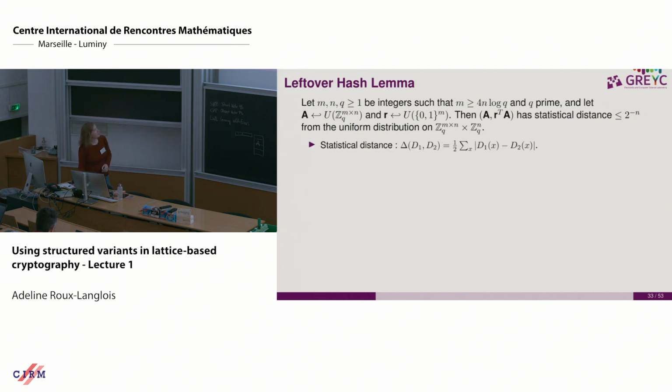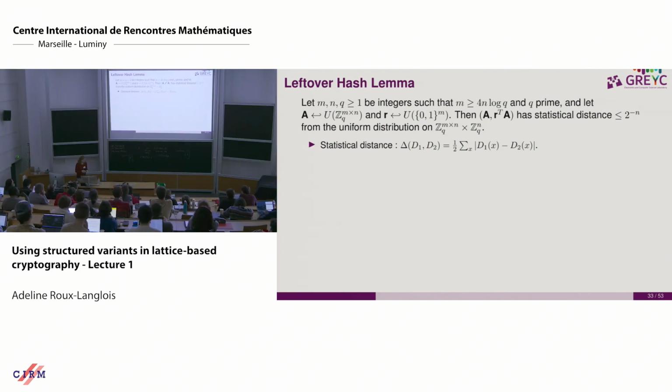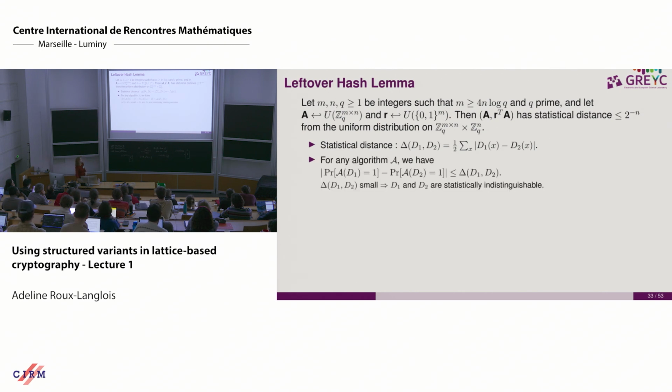What do we mean by the statistical distance? It is that for two distributions, D1 and D2, you evaluate them in all elements X, and you take the difference for each point between D1 of X and D2 of X. If the distributions are close enough, the statistical distance will be very small.